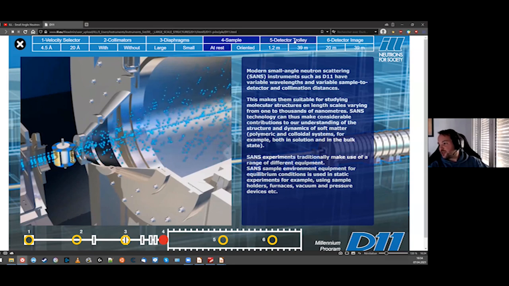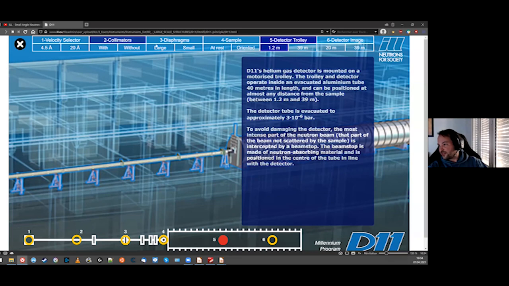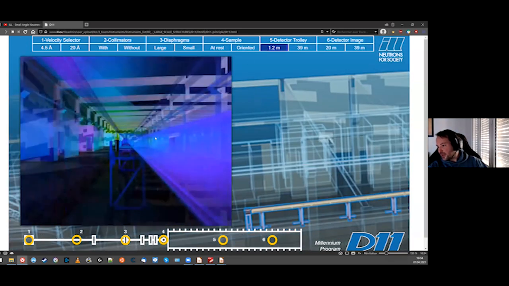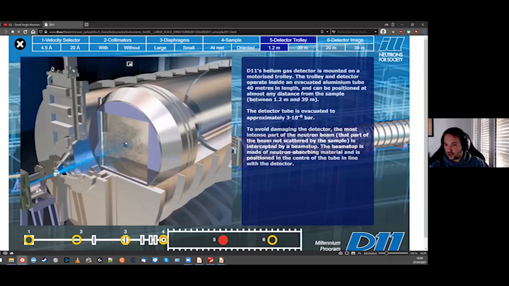And then to get a lot of Q values, we use a big tube for the detector, either having the detector very close, which will give us information at higher angles. And then when we are at longer distance, it's only the small angles that will spread out and have more definition for smaller angles.